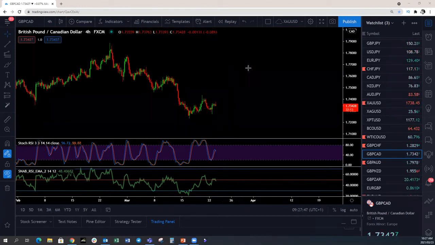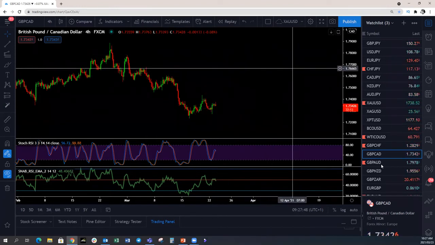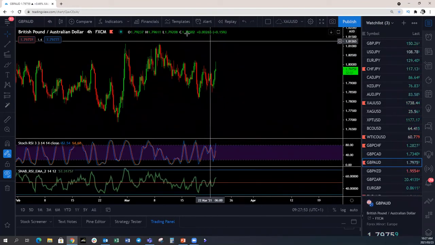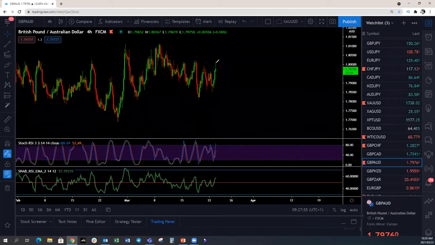All right. That is Pound CAD. Pound Audi. Pound Audi is not going anywhere. It looks like it's still going to give us one more down. We wanted to tag here at least before we start looking for moves to the upside.